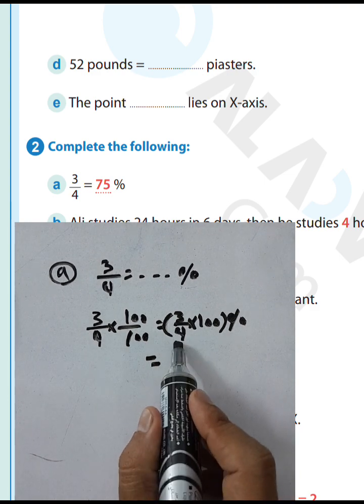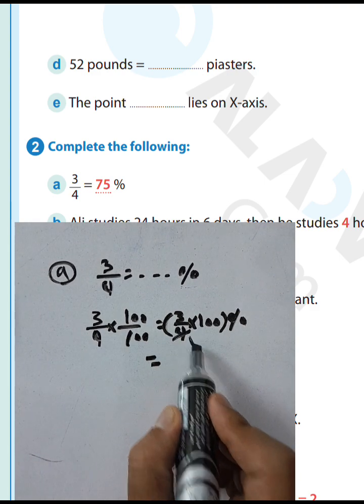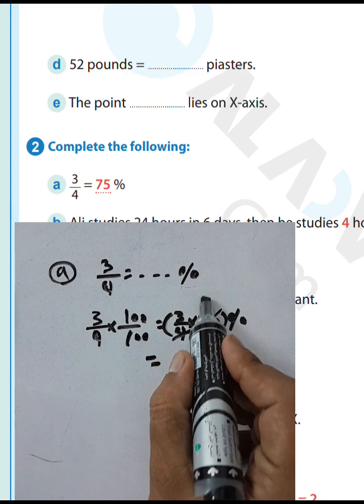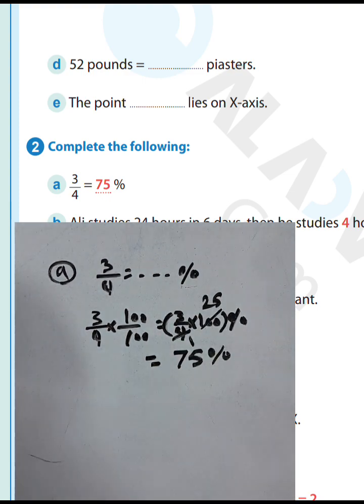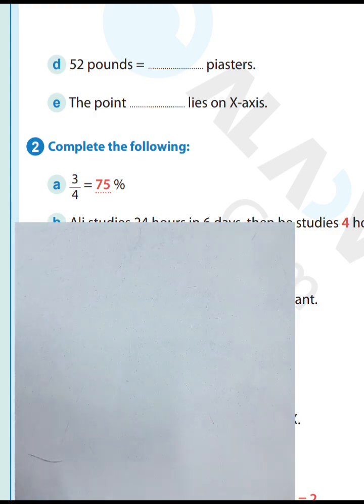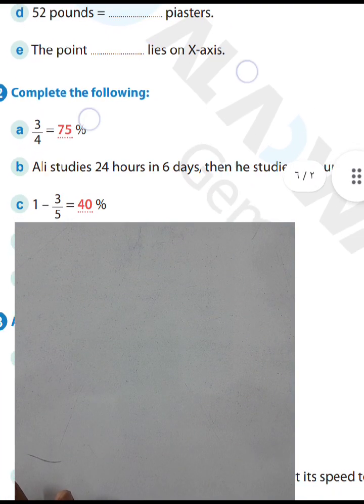Then the result will be what? 3 over 4 times 100. 4 divided by 4 equals 1. 100 divided by 4 equals 25. 3 times 25 equals 75%. Okay, next question letter B.